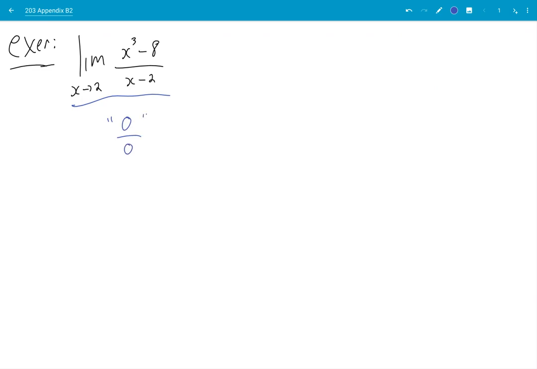0 over 0, meaning the numerator goes to 0 when x goes to 2, and likewise for the denominator. Okay, so I can use L'Hopital's rule, and I get 3x squared over 1, which is the limit of just 3x squared, which is 3 times 2 squared, 12. Et voila. So pause and copy.